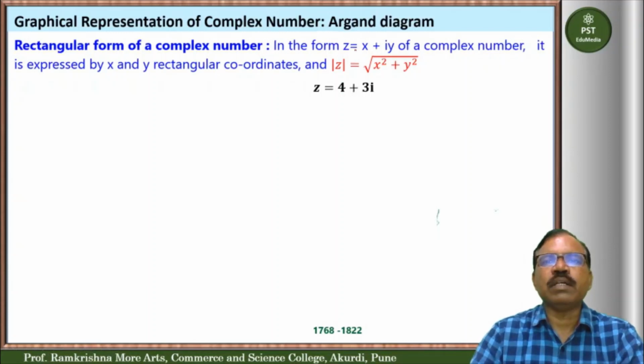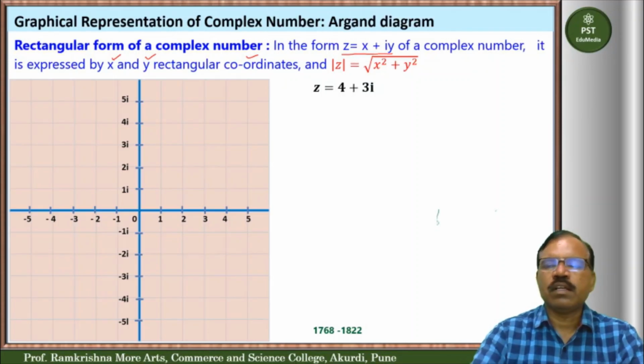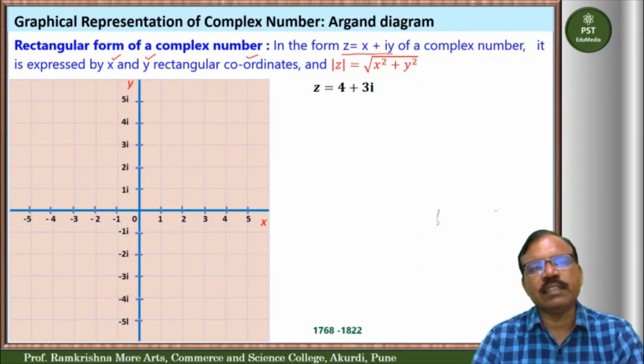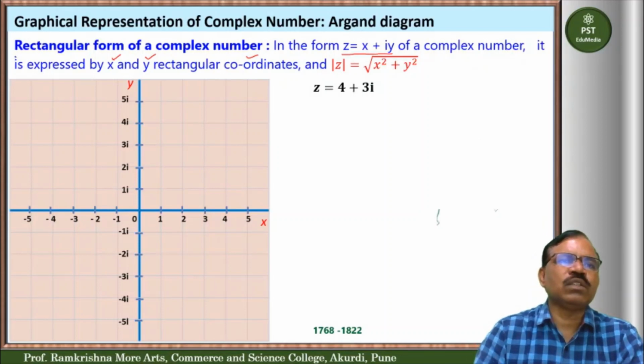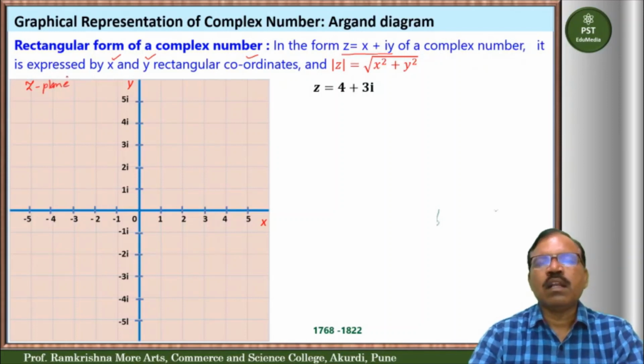If we take a complex number z equal to x plus iy, this complex number is represented by x and y rectangular coordinates on a graph, where modulus of z is root of x square plus y square. So let us take a graph. The horizontal axis is taken as the x-axis, that is the real axis, and the vertical axis is taken as the imaginary axis. So this is also called the z-plane, and also called the complex plane. Now how can we represent a complex number on this plane?